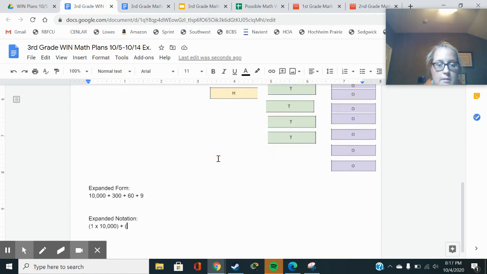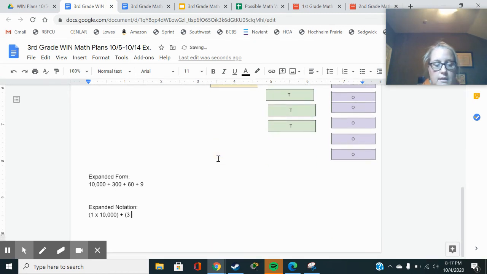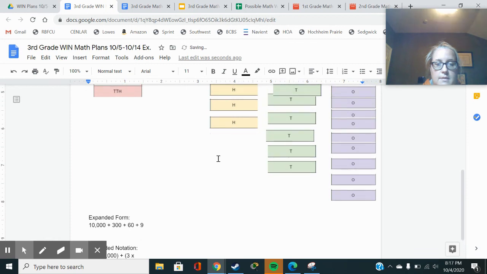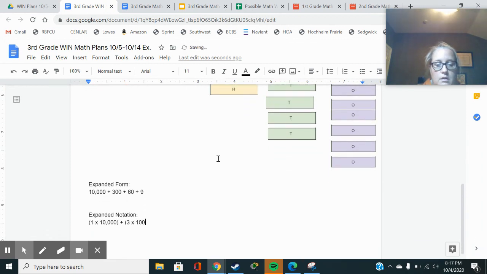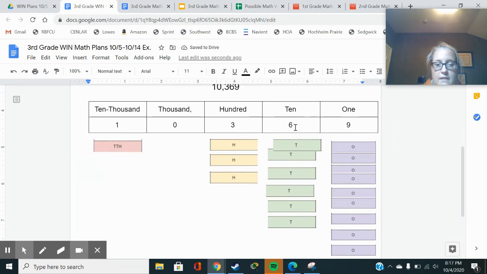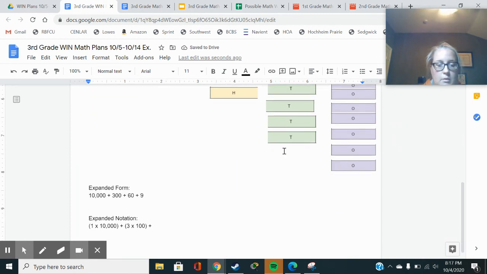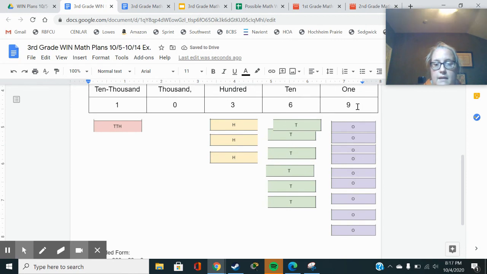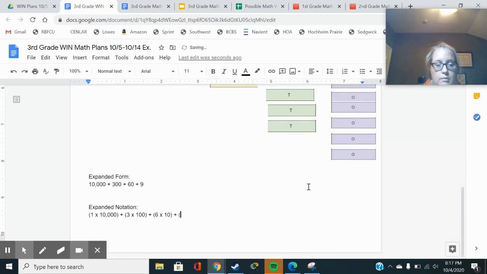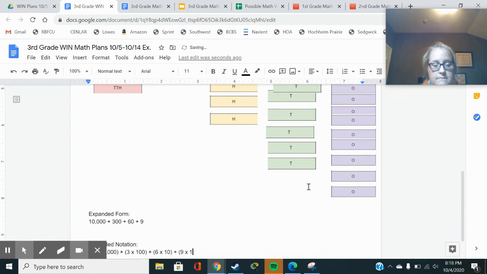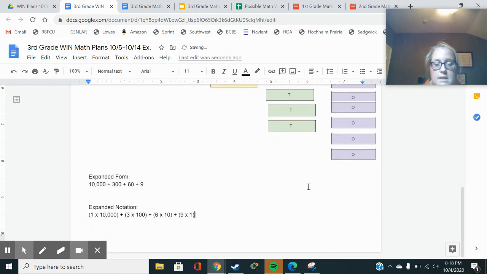Then I'm going to move to my next one, which is 300s. So I'm going to come down here, and I'm going to say 3 times, and I was in the hundreds place, so 100, close parenthesis, plus, I have 6 tens. So I'm going to do open parenthesis, 6 times, it was my tens place, 10, plus, I have 9, so open parenthesis, 9 times, and it's my ones place. And then I'm going to put my close parentheses.